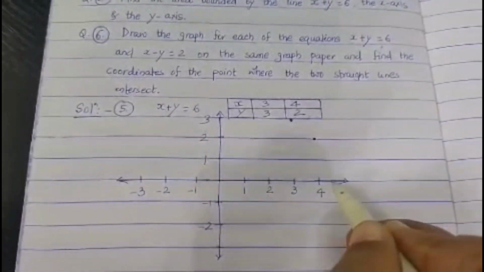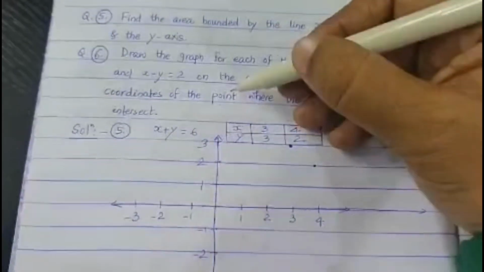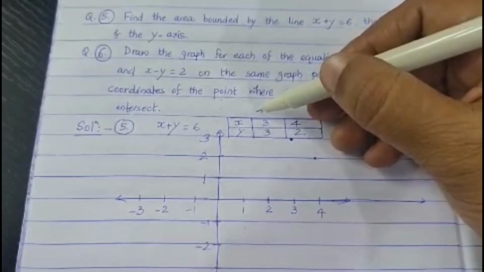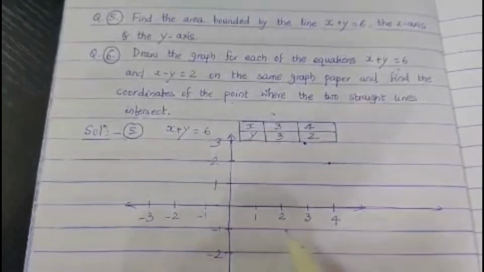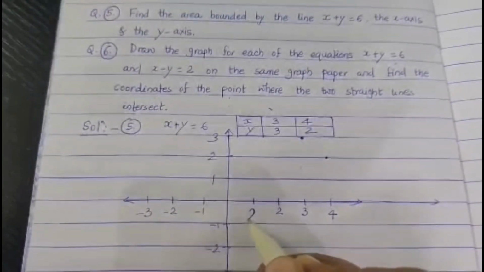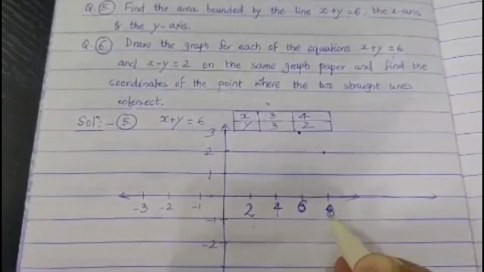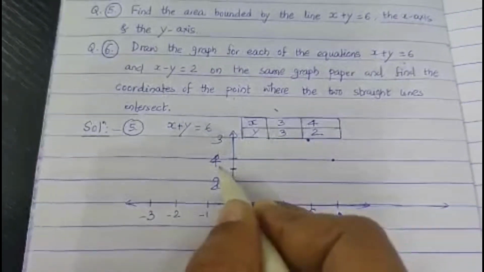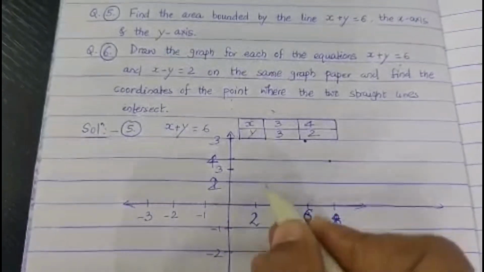And now, just do it like this. When you draw the graph, it will go like this. So let's make the graph smaller. Let's do it 2, 4, 6, 8. This will be 2, this will be 4. Here it will be 3. First one will be 3, 3. 3 and 3, it will be here.